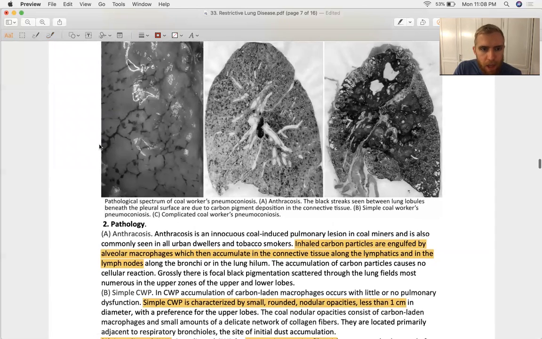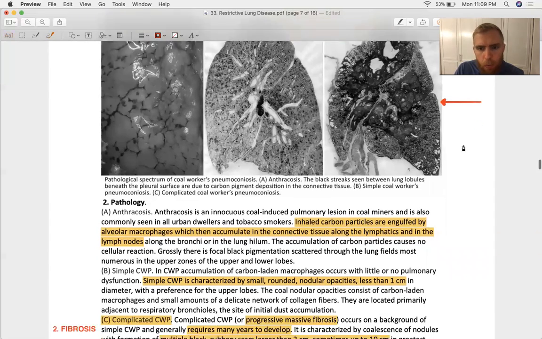Here's what it looks like pathologically. Here's a zoomed in view. Again, you can tell that there's dust. Where's the pigment? In the interstitium of this lung on the right, okay? So it's in between alveoli. And here you can tell it's a diffuse disease. You slice the lung open and yeah, it's just everywhere.